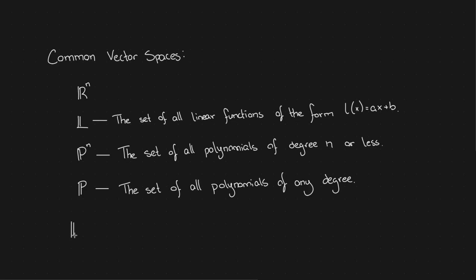There are other kinds, of course. M sub m comma n is the set of all matrices. Let me state the dimensions first. All m by n matrices.